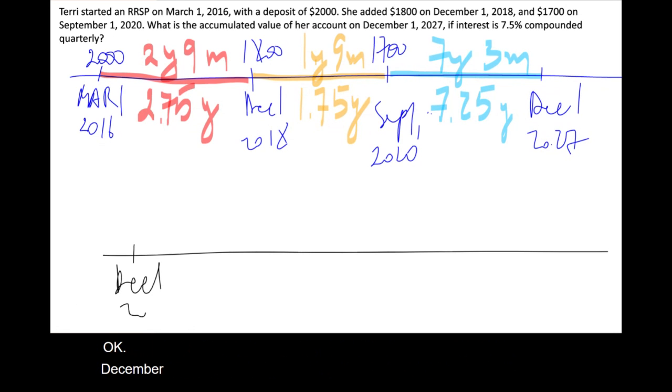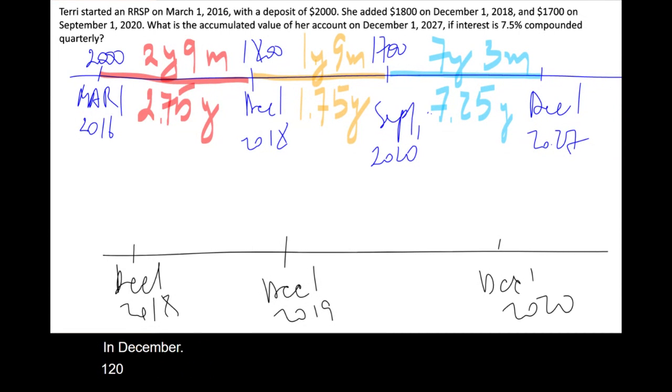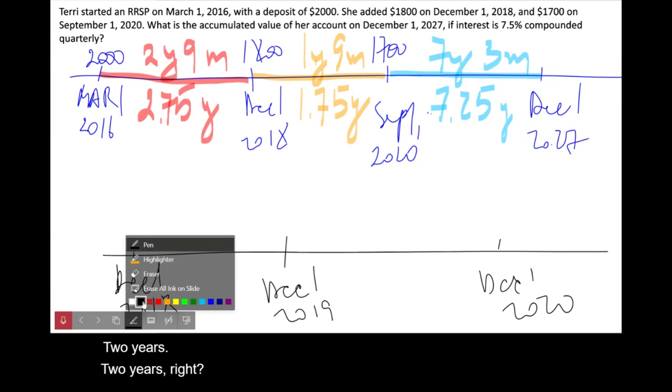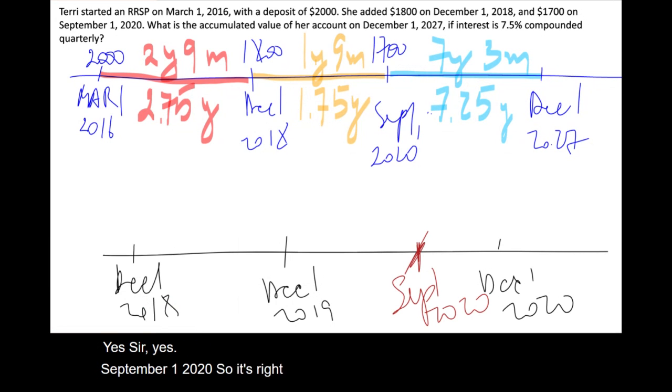December 1, 2018. December 1, 2019. December 1, 2020. Yes? 2 years, right? Yes or yes? September 1, 2020. So it's right there.